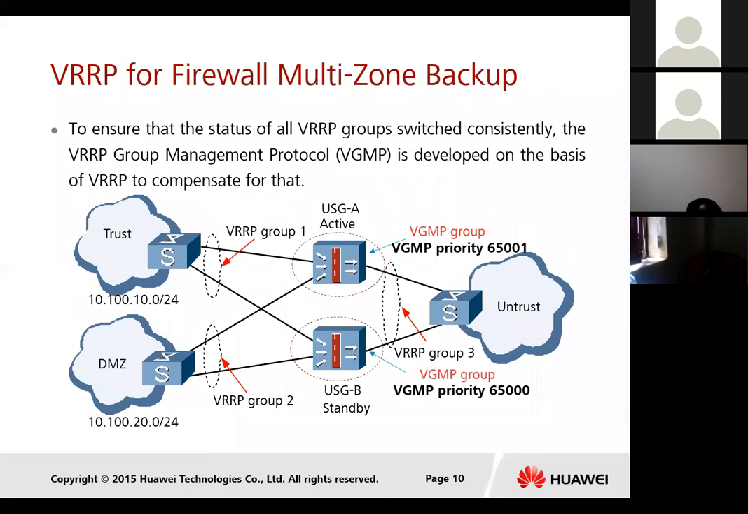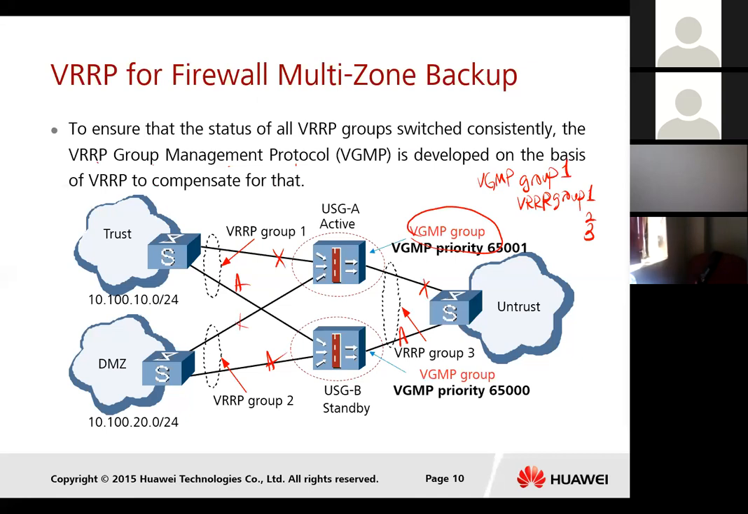That's why in this situation, we have to define the VGMP group. We call it the VRRP Group Management Protocol. I will say that under VGMP group number 1, I will have VRRP group 1, group 2, and group 3. So I will have multiple groups within this VGMP group. So when my VGMP group goes down, automatically this will go down, this will go down. This will become active, this will become active, and this will become active. They will shift all together to stay consistent. Okay, that is called VGMP.